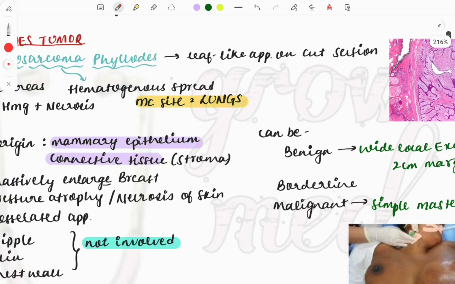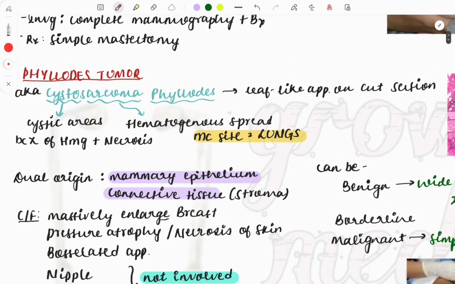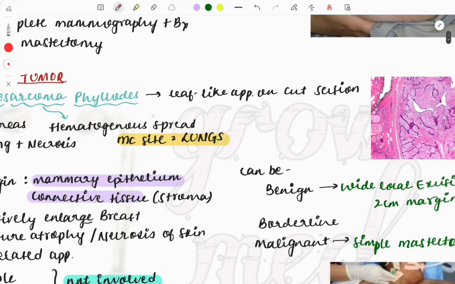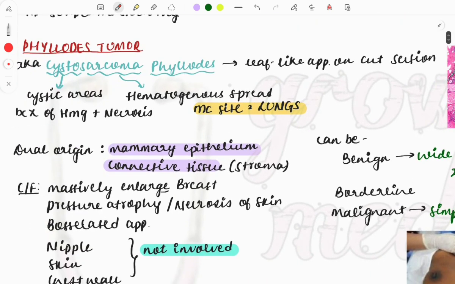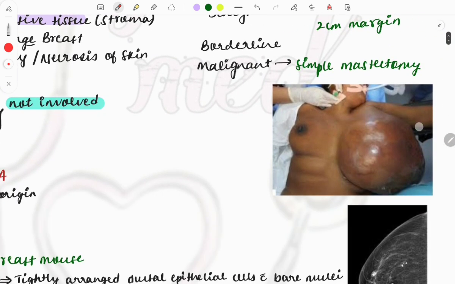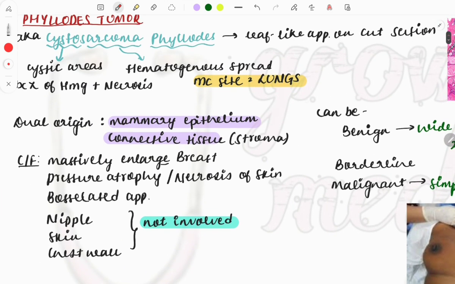Then the phyllodes tumor. This phyllodes tumor is also known as cystosarcoma phyllodes, because on cut section it has a leaf-like appearance. If you see the gross appearance, it will appear as a very huge breast with a bosselated appearance. Here you can appreciate the image.